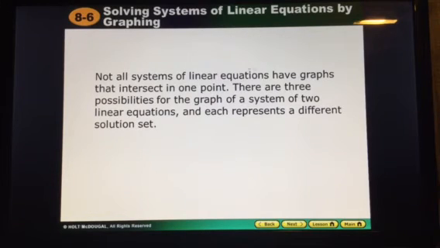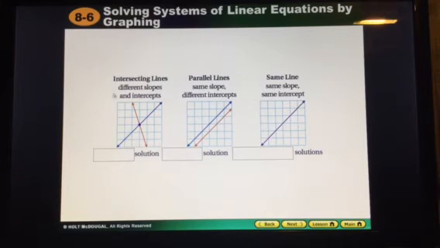Okay, so not all systems of linear equations have graphs that intersect in one point. There are 3 possibilities for graphs of systems of 2 linear equations, and each represents a different solution set. So first of all, we could have intersecting lines like we just had, and there's going to be one solution. So you want to fill that in on your notes. Then we could have parallel lines where they have the same slope but different y-intercepts. That means there'd be no solution because they never intersect each other. And then for the last one, same slope, same y-intercept means it's going to be the same line right on top of the other one, so infinitely many solutions.